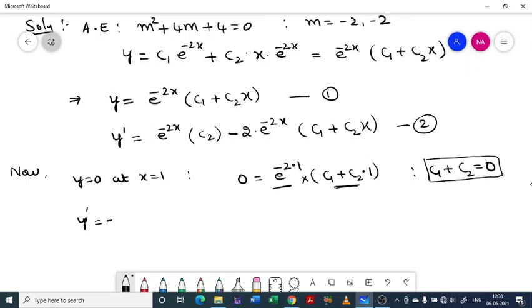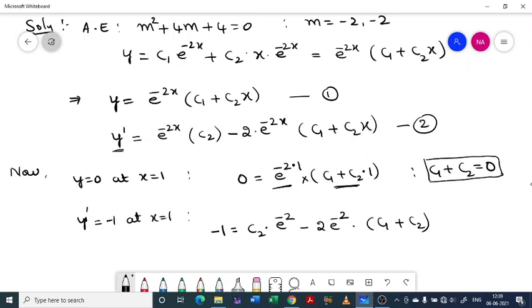y dash equal to minus 1 at x equal to 1. So this implies at x equal to 1, y dash should be minus 1. So minus 1 equal to c2 into 1 e power minus 2 minus 2 into e power minus 2 times c1 plus c2, that is c1 plus c2 e power minus 2 into e power minus 2 plus c2 e power minus 2.